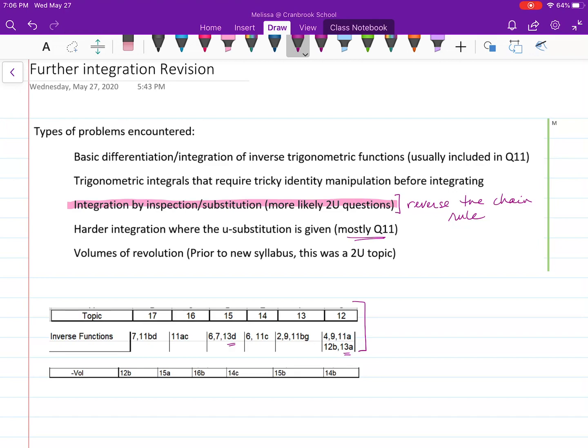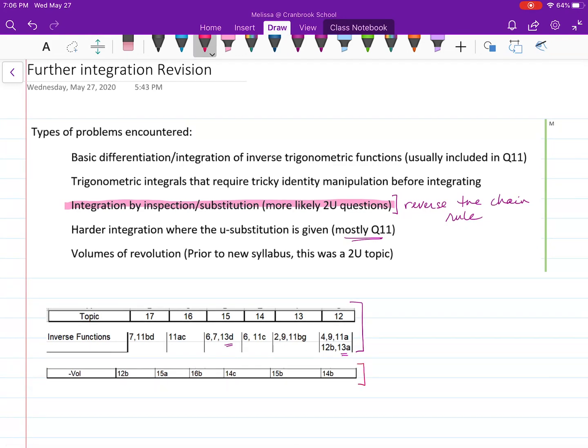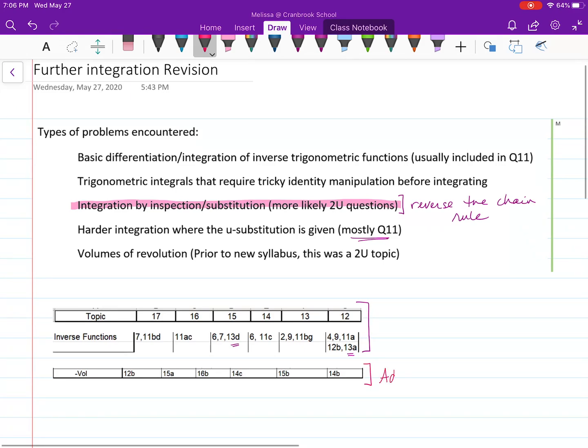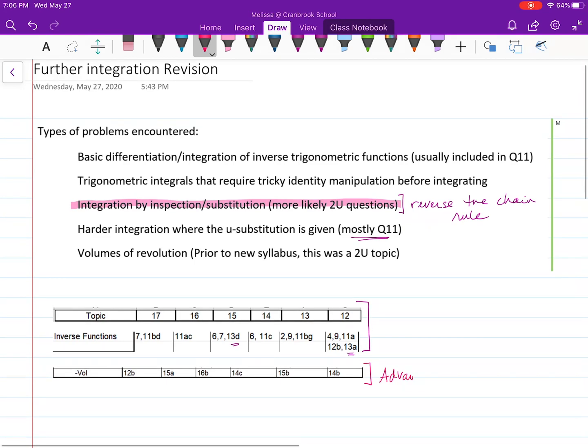So prior to the new syllabus, as you can see, volumes of revolution was actually a 2-unit topic. So therefore, this summary here of problems that involve volumes of revolution for 2017 back to 2012, you can see that they were all over the advanced paper, questions 12 onwards. So you may want to have a look at some of those in order to see the types of problems that you might encounter with volumes of revolution.